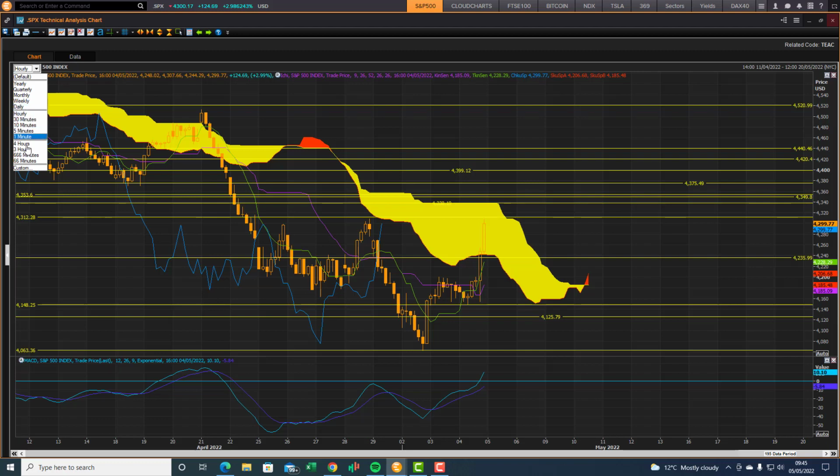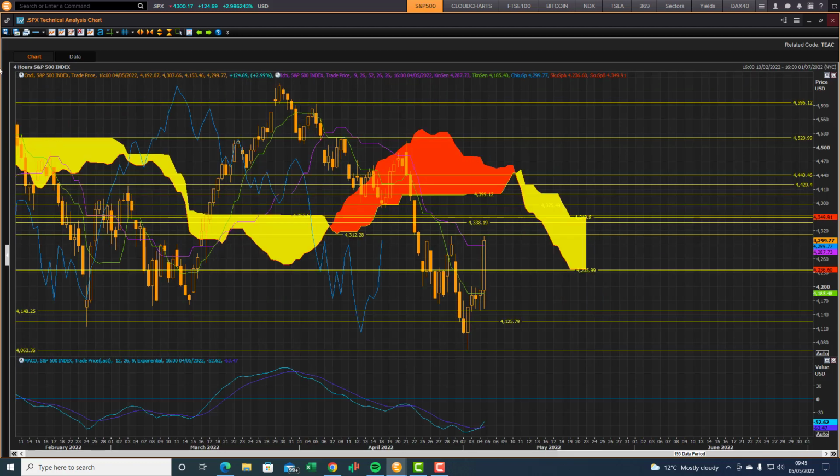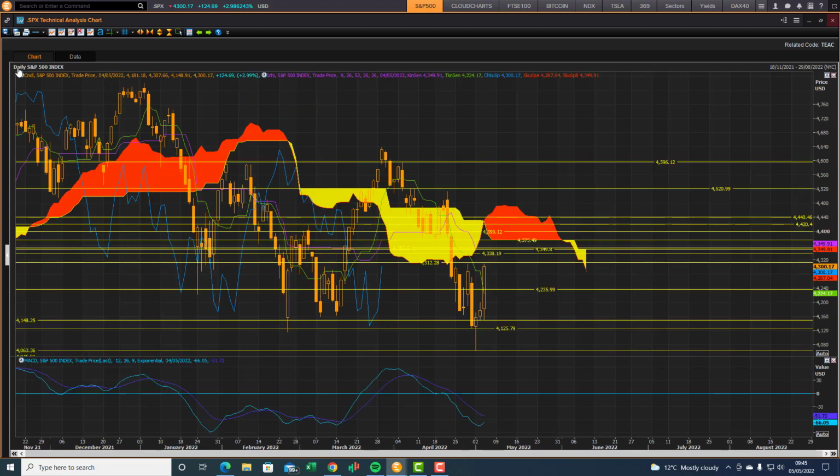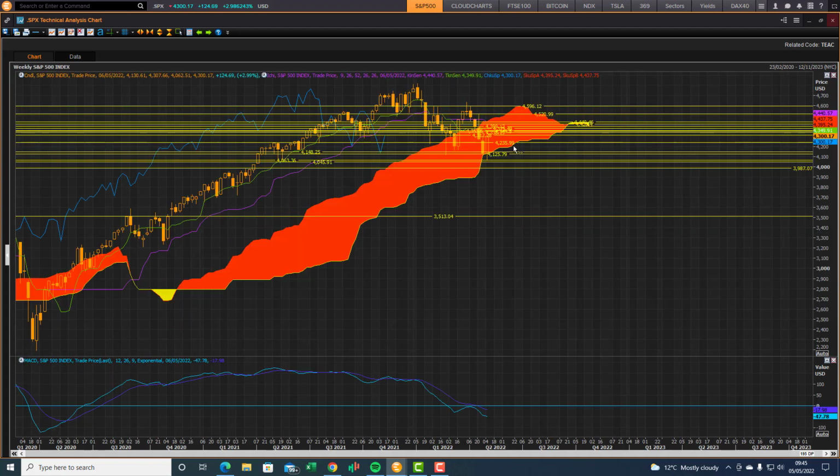Weekly, daily, 4 hours still bearish, as we can see, and then the daily is bearish as well. It's only the weekly that we are above the bottom end of the cloud, which is a good sign so far, with upside resistance target to the top end of the cloud.